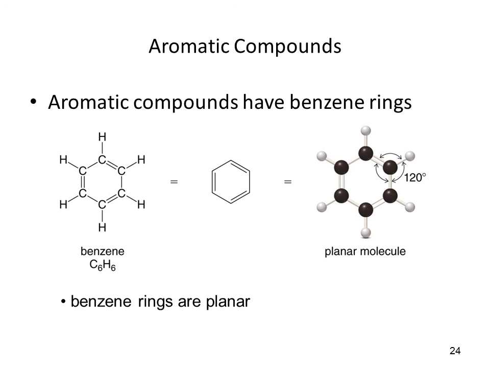It has nothing to do with their aroma. The first ones they investigated tended to have a smell associated with them, but now we refer to aromatic compounds as anything that has this special ring system of 6 carbons and 3 double bonds. This is a very flat compound. All the carbons and all the hydrogens are in a plane like they were sitting on a sheet of paper, and there are 120-degree angles in all the bonds.